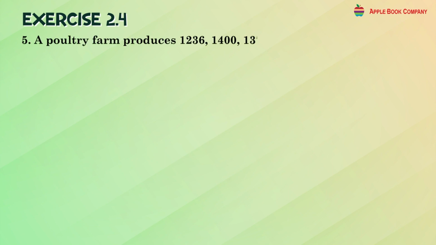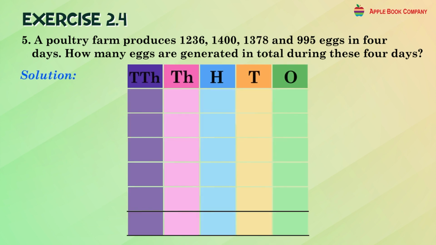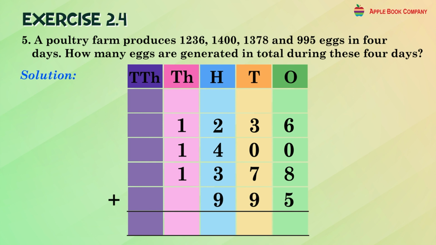A poultry farm produces 1,236, 1,400, 1,378 and 995 eggs in 4 days. How many eggs are generated in total during these 4 days? Now what we need to do is add all of these numbers. 1,236 plus 1,400 plus 1,378 plus 995.